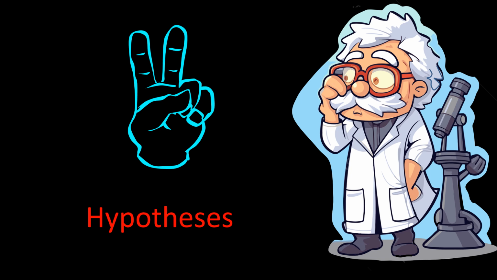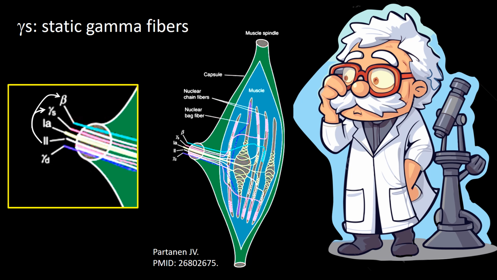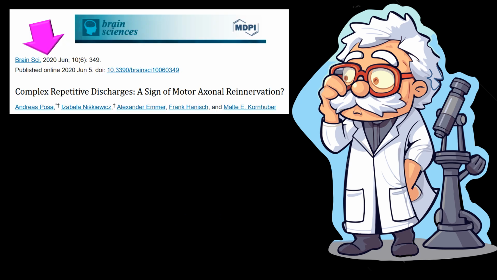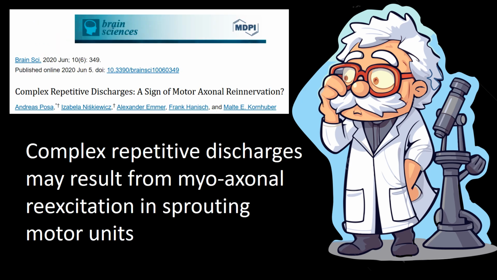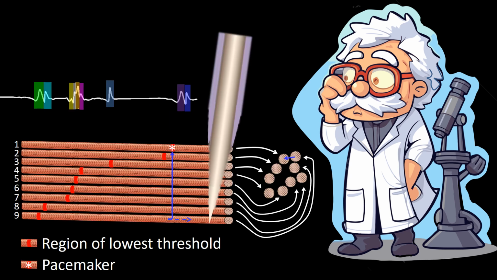to explain this phenomenon. The first one involves the spindle and consists of ephaptic transmission from type 2 efferent to static gamma and beta efferents, as illustrated here. The second hypothesis was put forward in 2020. It states that complex repetitive discharges may result from myoaxonal re-excitation in sprouting motor units. These 2 hypotheses are not as widely accepted as the first explanation.